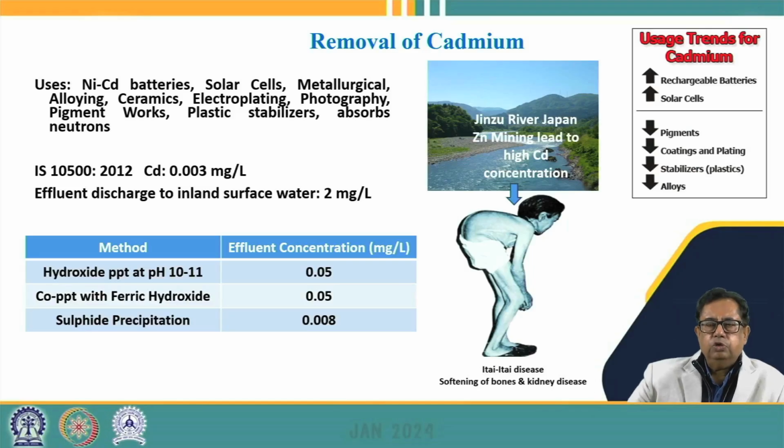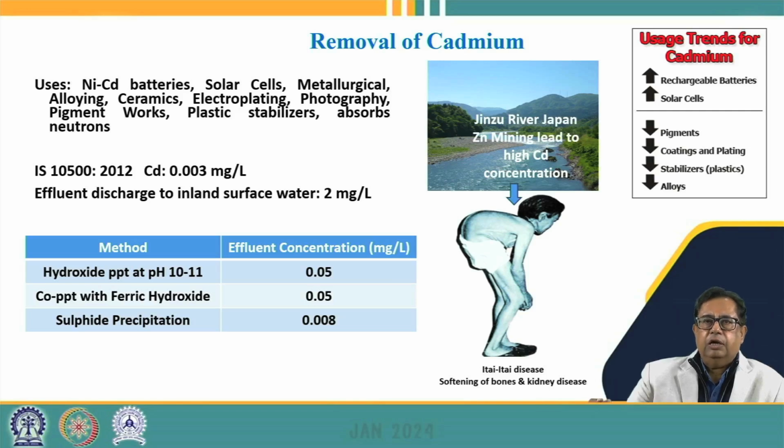Cadmium may also be found in water or wastewater, and this may happen because of its use in a number of industries. It can be used in nickel cadmium batteries, solar cells, metallurgy, alloys, ceramics, electroplating, photography, pigments, and plastic stabilizers. It also absorbs neutrons, so it can also be used in nuclear reactors.